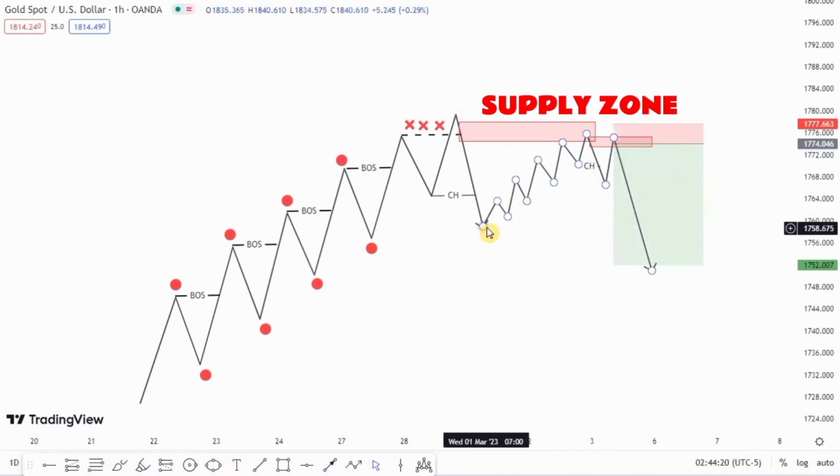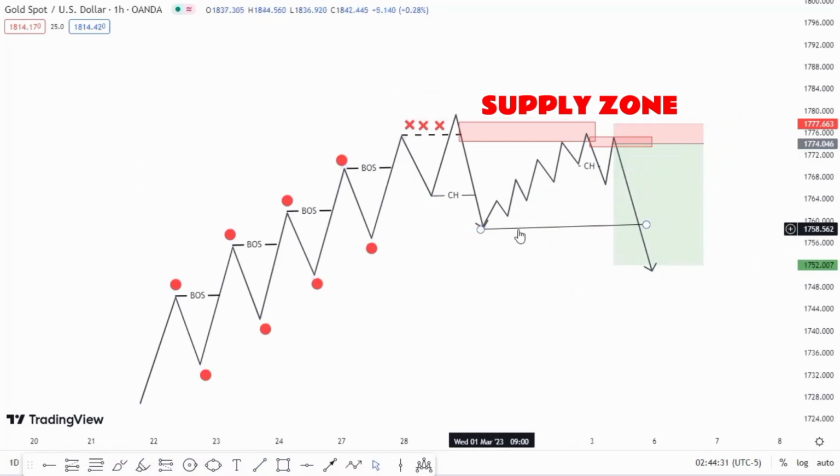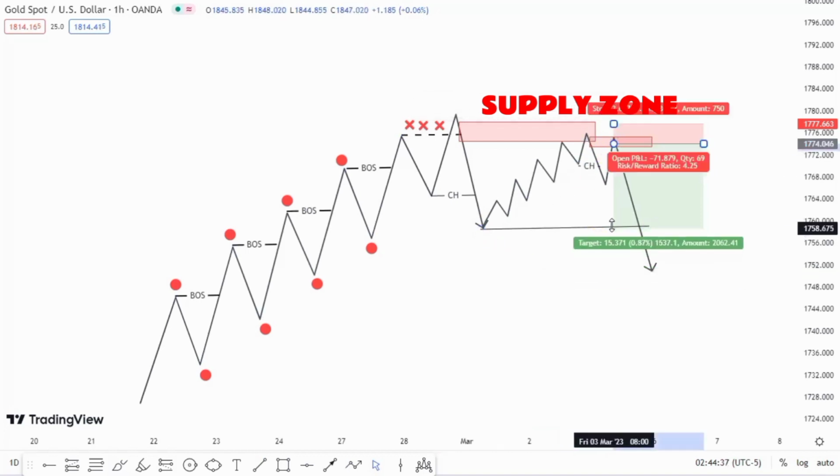Let me just adjust this a little bit. When it hits that first take profit, let me put a horizontal line there so that you can see it clearly. You're going to move your stop loss to break even so that you're safe and feel comfortable and confident enough to hold the trade to the next target. So that's the first take profit.